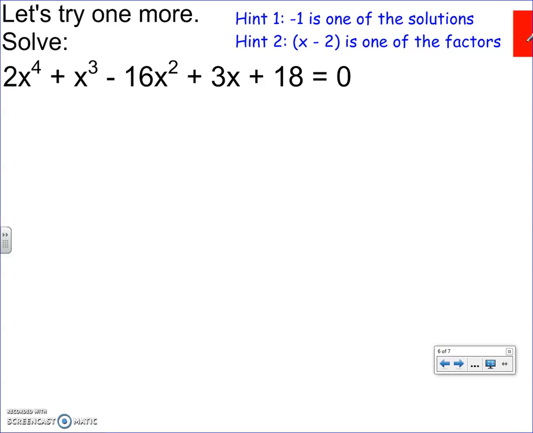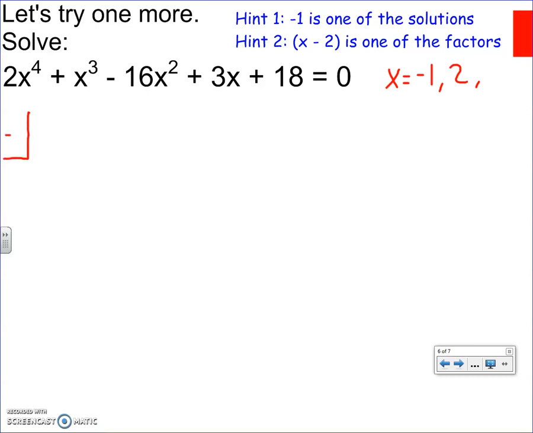So we know one of the x-intercepts is -1. I'll say we have -1 is one of the answers. And if x minus 2 is a factor, we know +2 is a root. We know 2 of the 4 answers. We have to find the other 2. So we're going to do synthetic division.